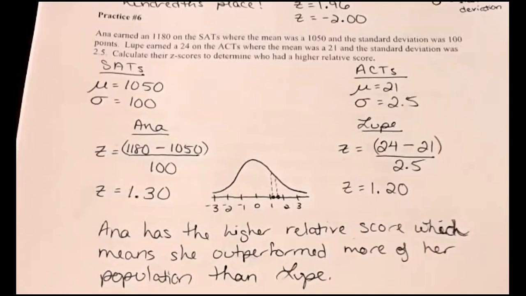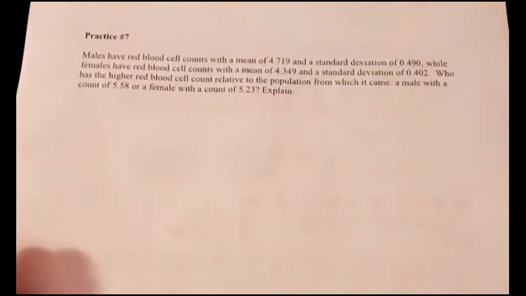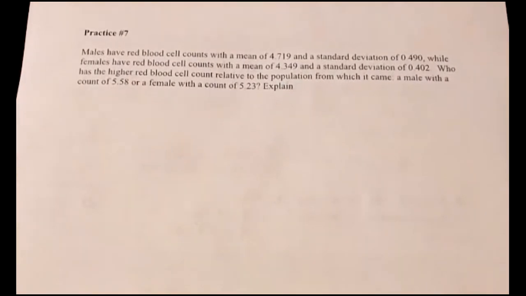Beautiful. Okay, try number 7. And I want you to try this on your own. Males have red blood cell counts with a mean of 4.719. Can you see what's happening here already? Can you visualize, is this a sample or a population? Think about the statement that I just read. And a standard deviation of 0.490, while females have red blood cell counts with a mean of 4.349 and a standard deviation of 0.402.